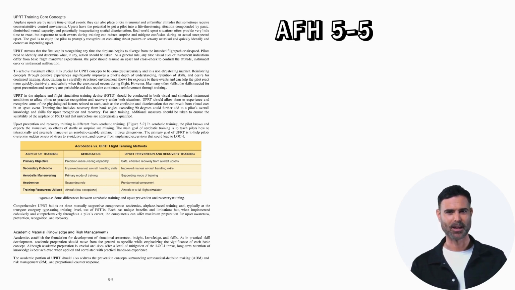UPRT in the Airplane and Flight Simulation Training Device, FSTD, should be conducted in both visual and simulated instrument conditions to allow pilots to practice recognition and recovery under both situations. UPRT should allow them to experience and recognize some of the physiological factors related to each, such as the confusion and disorientation that can result from visual cues in an upset event.